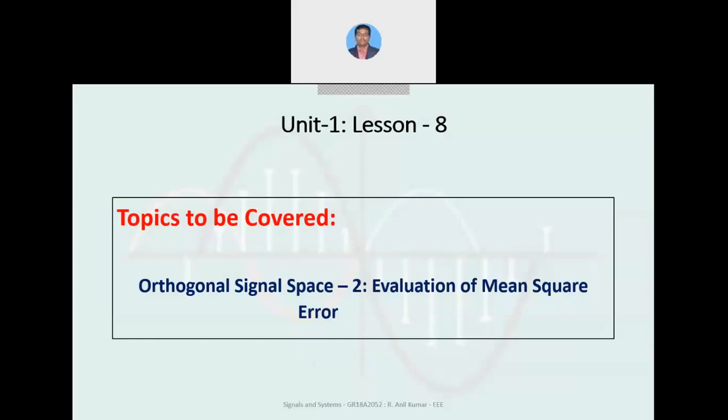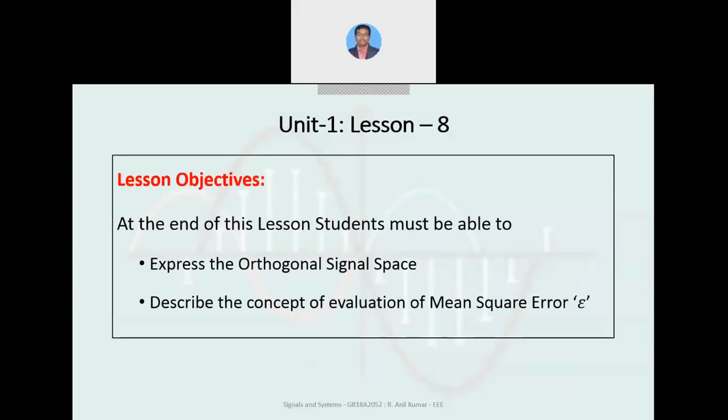In this lesson we are going to cover orthogonal signal space part 2, evaluation of mean square error. After this lesson students will be able to express how orthogonal signals are represented in space and describe the concept of evaluation of mean square error epsilon.